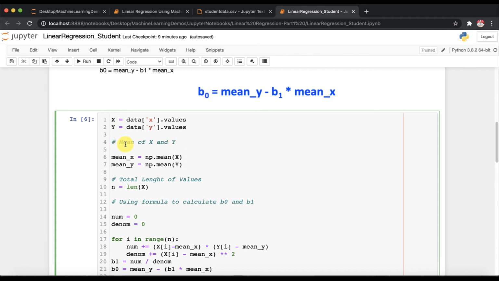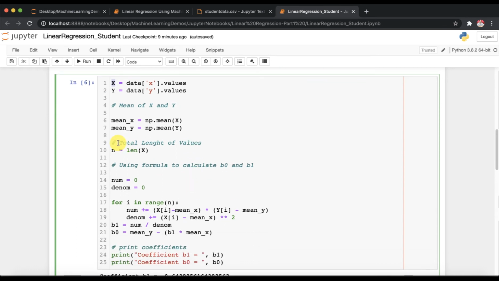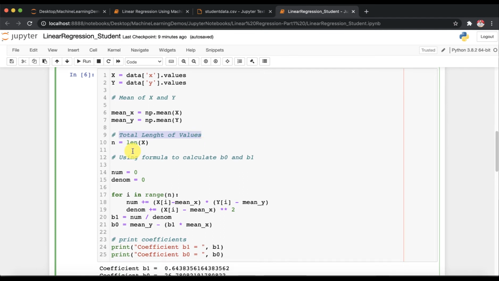Next we are going to calculate the mean of x and y. It is very easy with the use of the numpy library. Here my variable is mean_x equals np.mean. With the mean function you can calculate the mean of the particular x values, right? Similarly we are going to find the total length of values, for the repetition of our for loop. So n equals length of x.